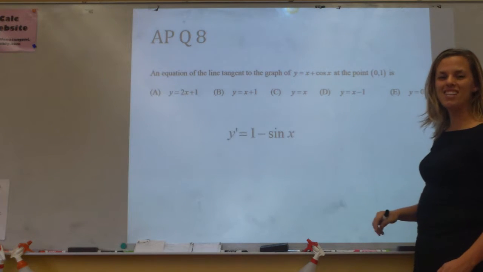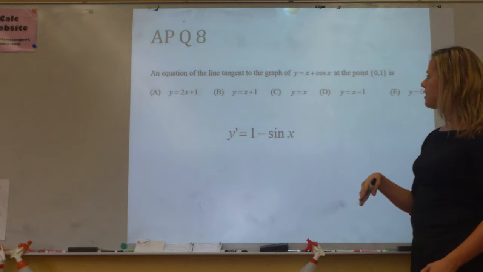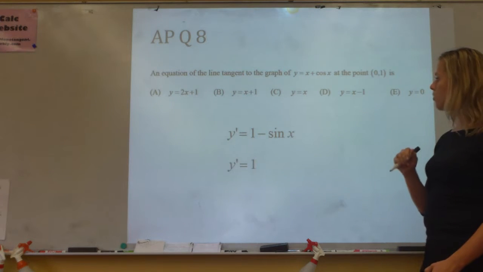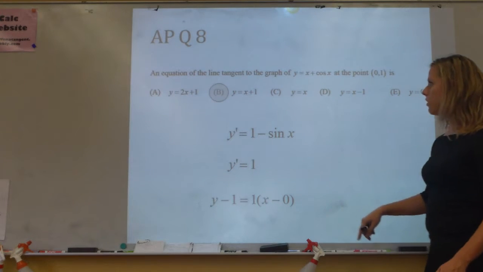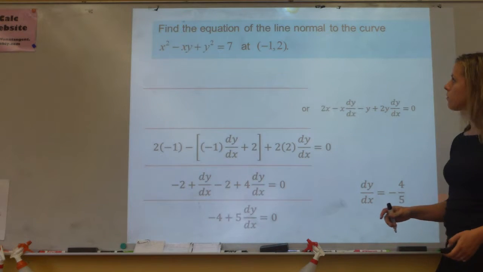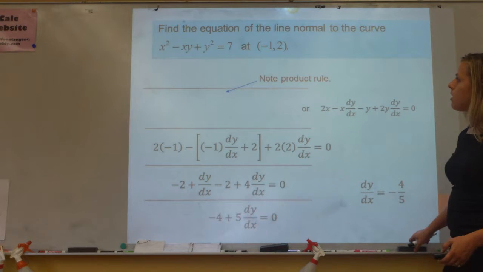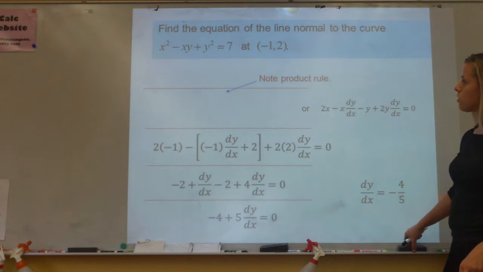And we're back. All right, so this is the derivative, 1 minus sine x. When you substitute in 0, you get 1. So this is the equation, which is b. All right, now, oh my god, so many things. Find the equation of the line normal to the curve of this.